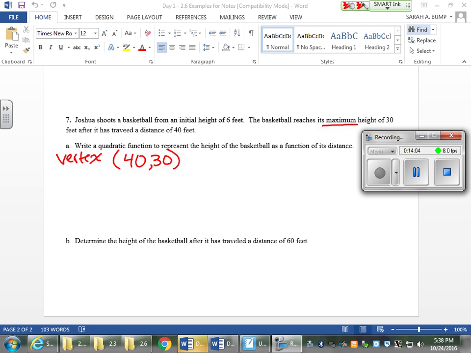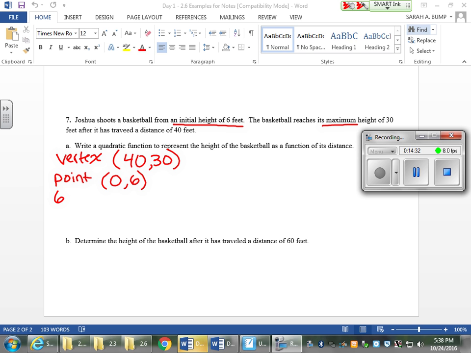However, to write an equation, we still need a point because we don't know our a value. The point is going to come from the fact that the initial height was 6 feet of the basketball. You can think of that like your y-intercept, and your y-intercept would have a distance of 0 and a height of 6, your initial height. Now we can use this information to sub everything in and get our function.